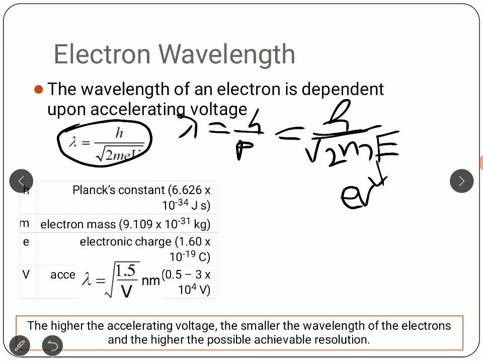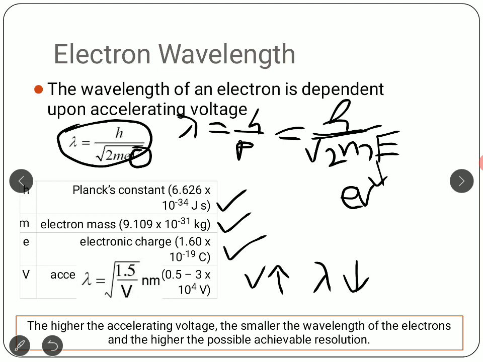Depending on this we can look into the factors: Planck's constant is already known to us, the mass of the electron is fixed, and the electron charge is fixed. The only thing that we can usually vary is the voltage, and if we vary the voltage we can manipulate the wavelength of the incident electron. If we want to observe a very small region with a very good resolution, this wavelength must be as small as possible. If the applied potential V is high, the wavelength will definitely be less.